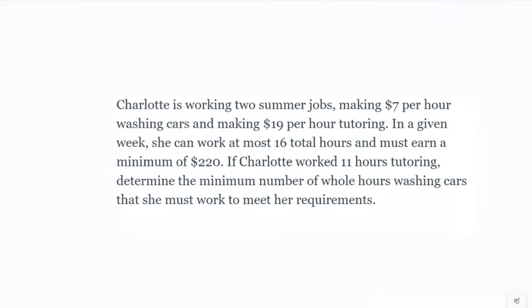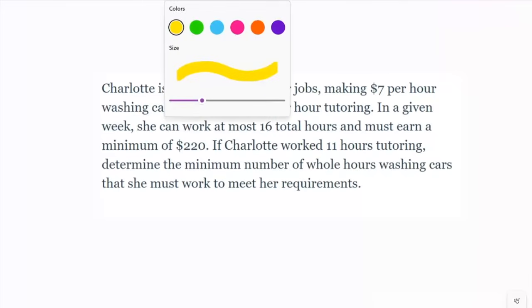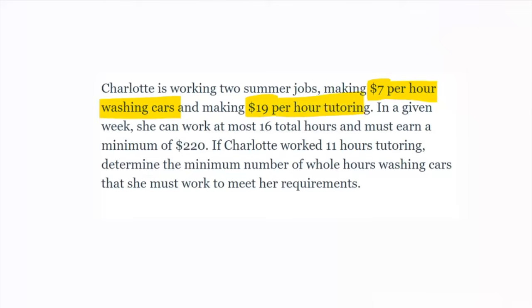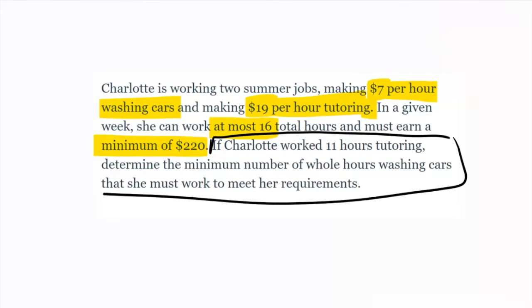All right, so Charlotte is working 2 summer jobs. Find my numbers. So here's 7. She's making $7 washing cars. She's making $19 tutoring. In a given week, she can work at most 16 total hours. So that's 16 at most. She must earn a minimum of 220. So that's 220 minimum. So I just need the numbers with the keyword. Everything after that is the actual question once you write the inequality.